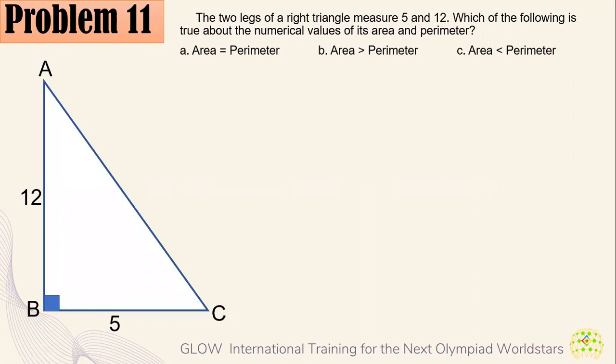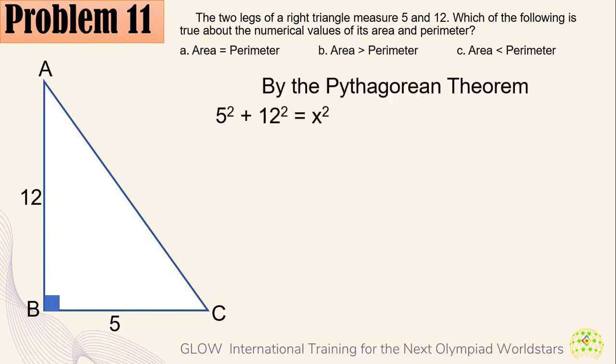So when we speak about the two legs of a right triangle, these are the two sides that make your right angle. And so by the Pythagorean theorem, we could see that 5 squared plus 12 squared equals x squared. By the way, I let x be the length of AC here. And from such, you have 25 plus 144 equals x squared. 169 equals x squared. Let's take the positive value of x by taking the square root. We get 13 equals x here. So in this case, AC here has to be 13.